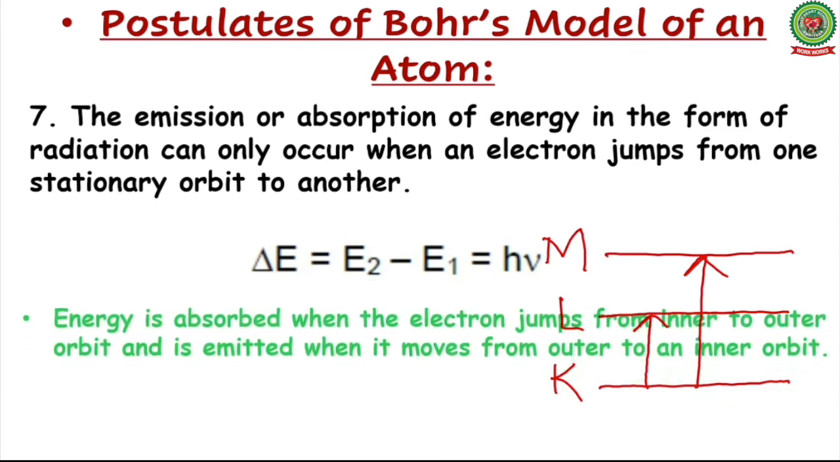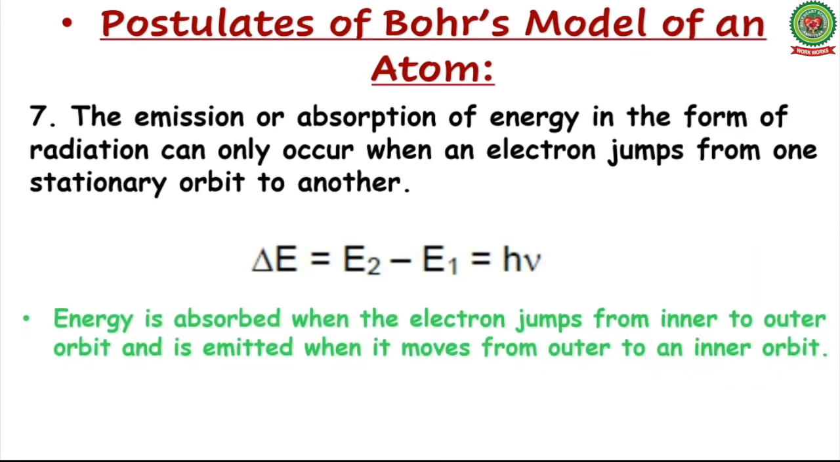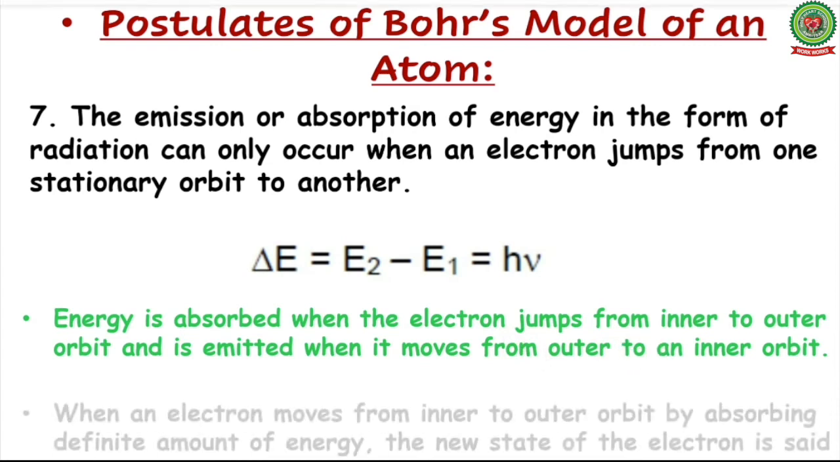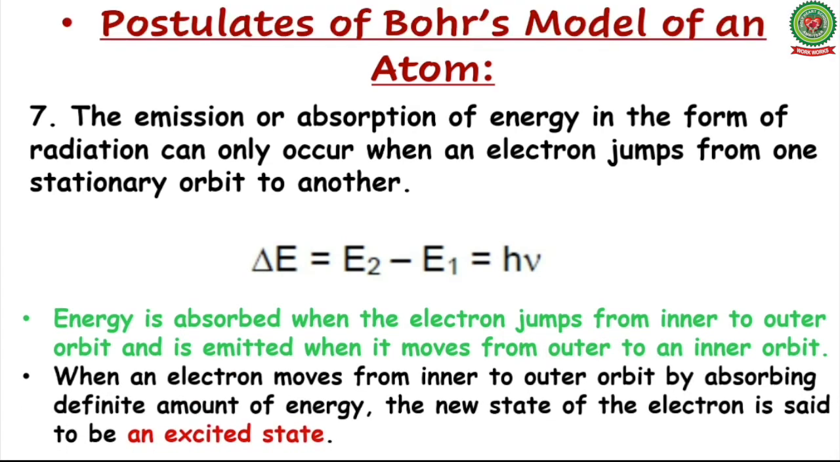Now we should remember that energy is absorbed when the electron jumps from inner to outer orbit. Supposing the electron has to go from K to L, then the energy is absorbed, and it is emitted when it moves from outer to an inner orbit. And when an electron moves from inner to outer orbit by absorbing a definite amount of energy, the new state of the electron is said to be an excited state.